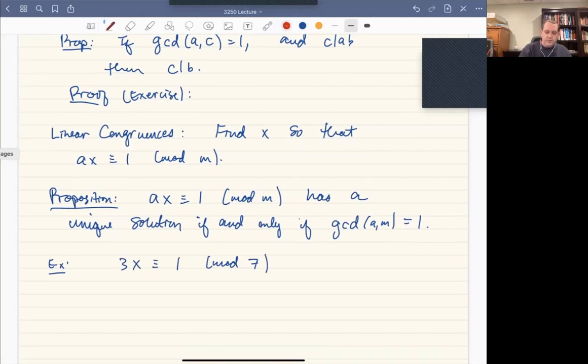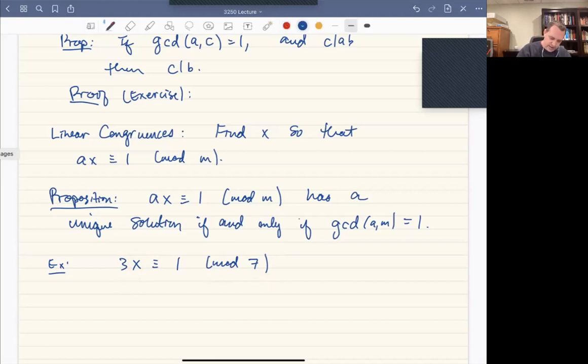So what I want to do is think about the numbers 0 through 6. And I know that since 3 and 7 are relatively prime, I'll prove this proposition in a bit, but let's assume it's true for now. Since 3 and 7 are relatively prime, there must be a solution x that satisfies this. And it turns out if you take 5 and plug it in, 5 works. So 3 times 5 is 15. 15 is a multiple of 7 plus 1, so it's congruent to 1 mod 7.